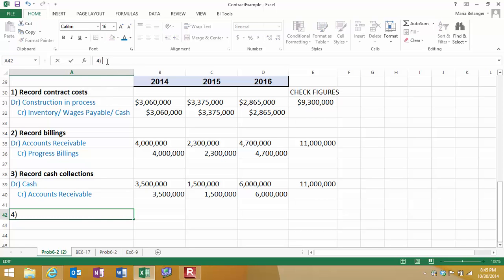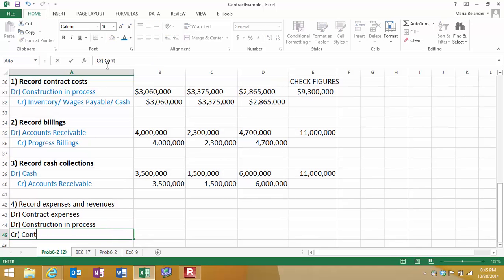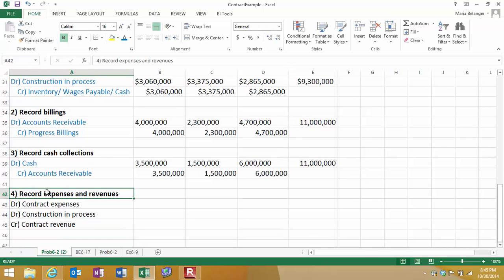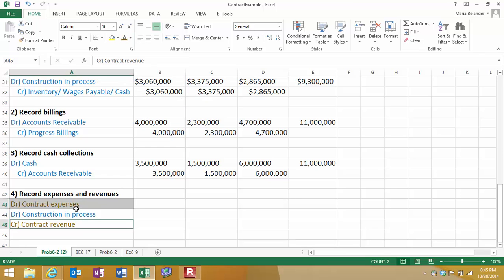Entry number 4 now records the expenses and revenues on the income statement. So record expenses and revenues. And so I debit my contract expenses. I debit my construction in process. And I credit my contract revenue. So my construction in process is a balance sheet account. My contract expenses, contract revenue, that's my 2 income statement accounts. So I'm going to use brown for these ones here.